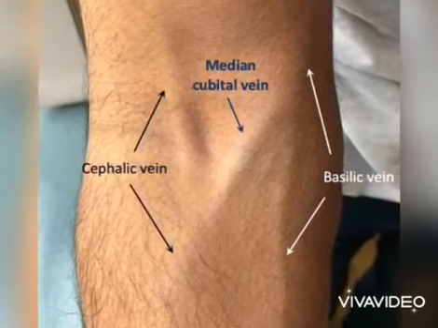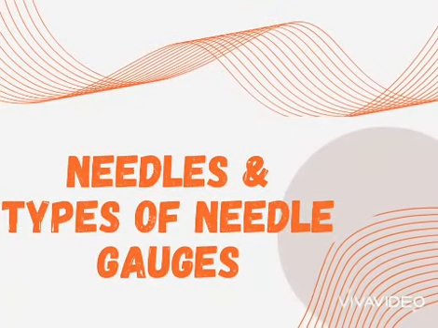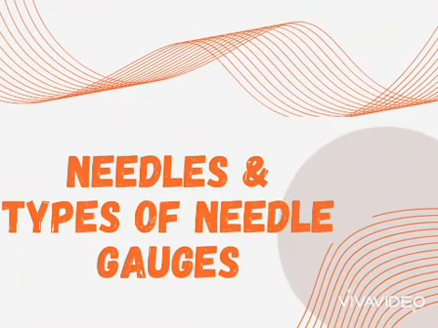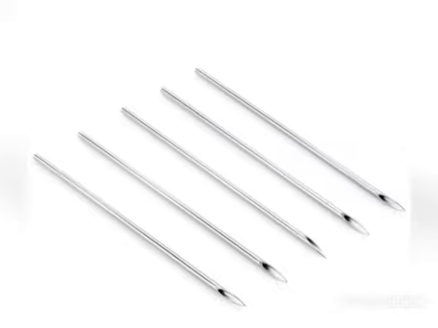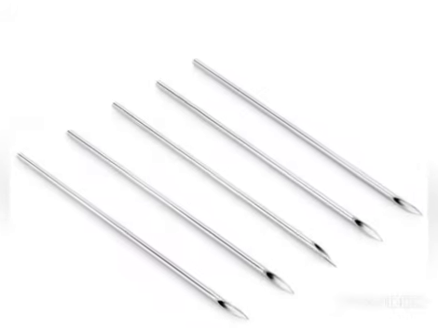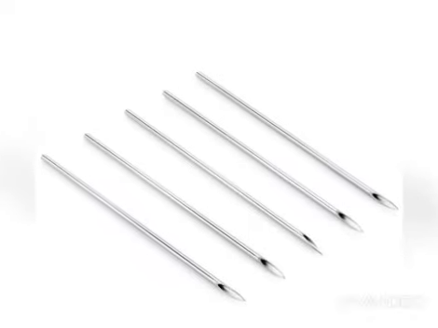We're continuing on the topic of needles. Here we will be speaking about needle gauges, needle type, and typical use of these needles. We'll start with the 15 to 17 gauge needle, which is a special needle attached to a collection bag, used for collection of donor units, autologous blood donation, and therapeutic phlebotomy.